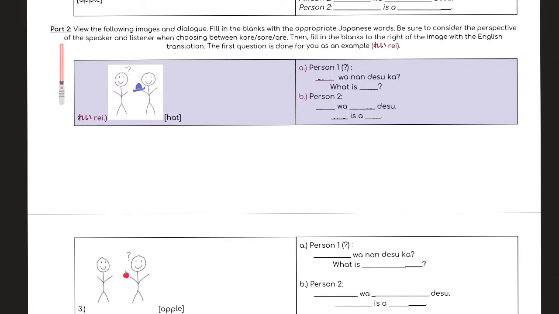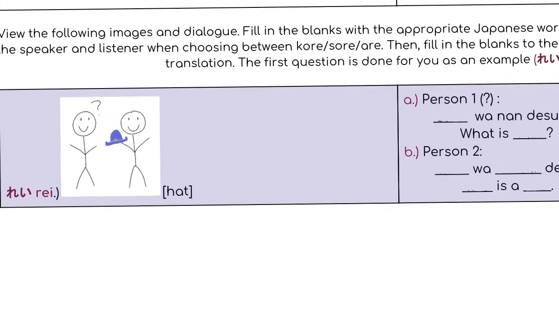Part 2. View the following images and dialogue. Fill in the blanks with the appropriate Japanese words. Be sure to consider the perspective of the speaker and listener when choosing between kore, sore, and are. Then, fill in the blanks to the right of the image with the English translation. The first word is done for you as an example. All right. So let's look at ere.